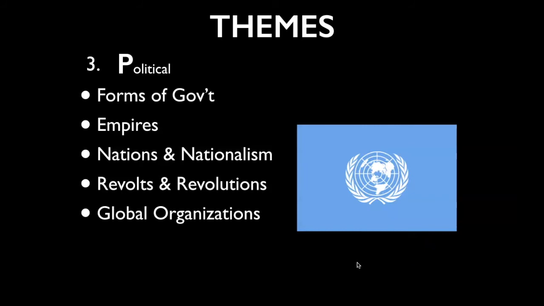We'll talk about different global organizations that especially formed in the 20th century, like the United Nations, which are trying to increasingly address issues on a more global level.